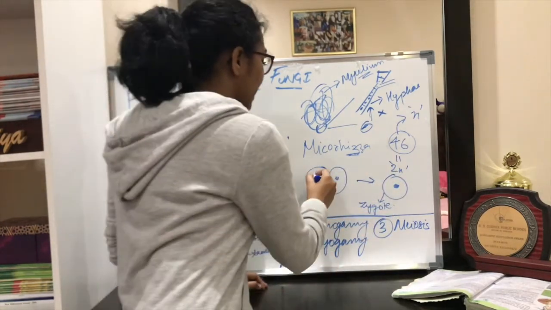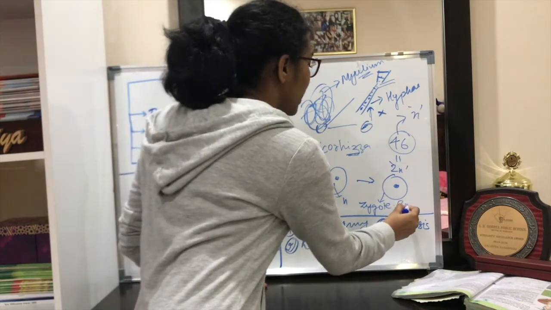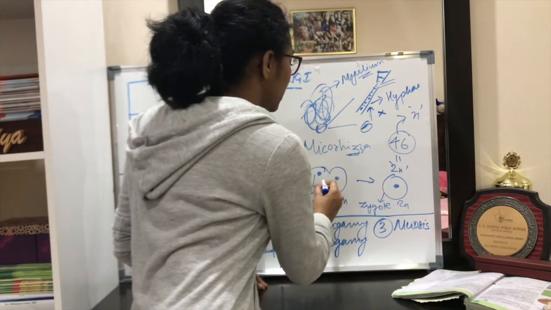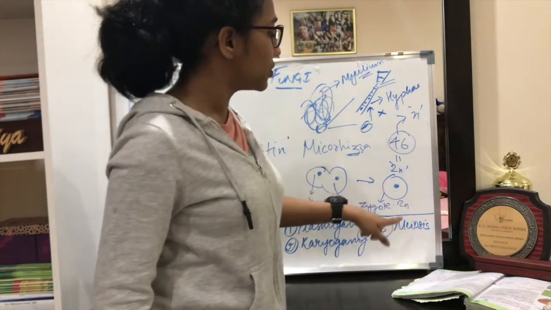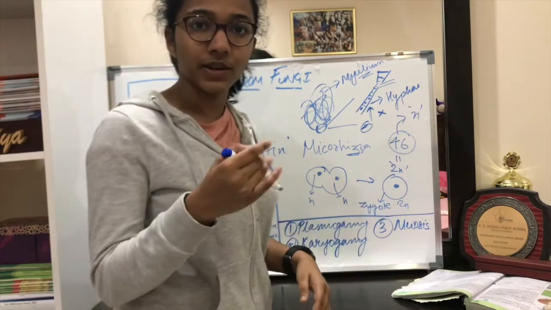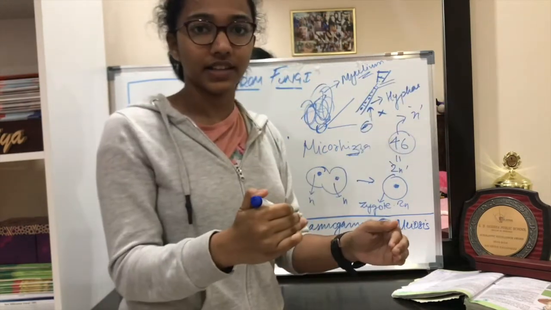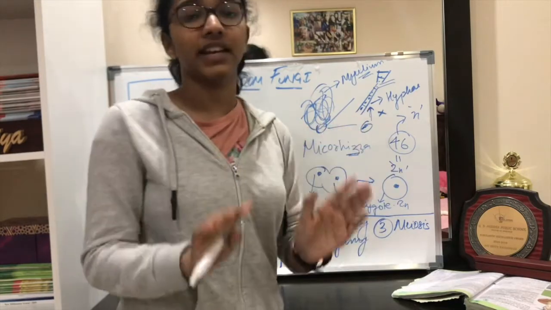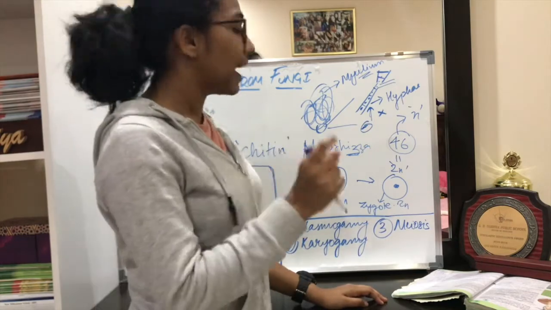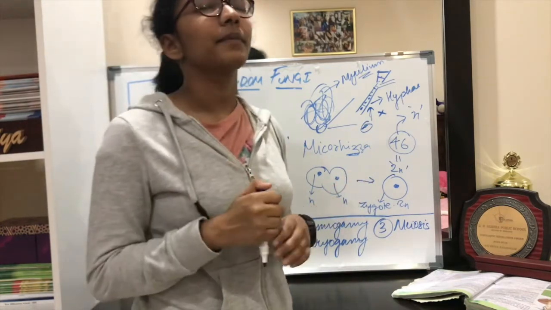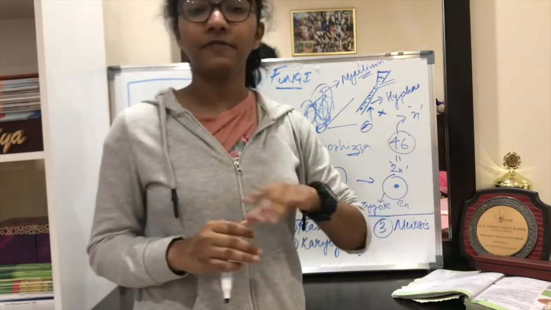Okay, zygote is now 2n. This was n, this was n, and the zygote became 2n because this nucleus and this nucleus denoted n and n, so this became 2n. And now this 2n divides by meiosis. Meiosis is reductional division, meaning in meiosis it always goes from 2n to n. In mitosis it stays 2n. So from meiosis it becomes n, and that n number of chromosomes are present in spores. So the zygote divides to form spores in fungi.